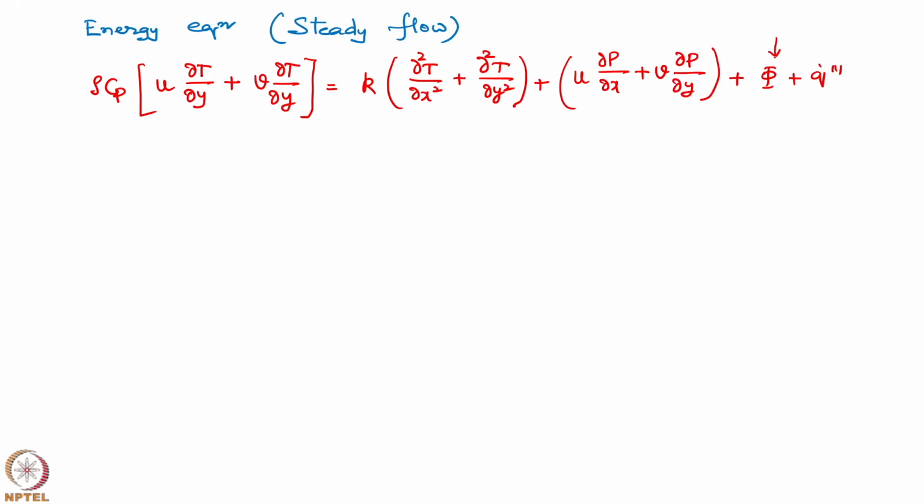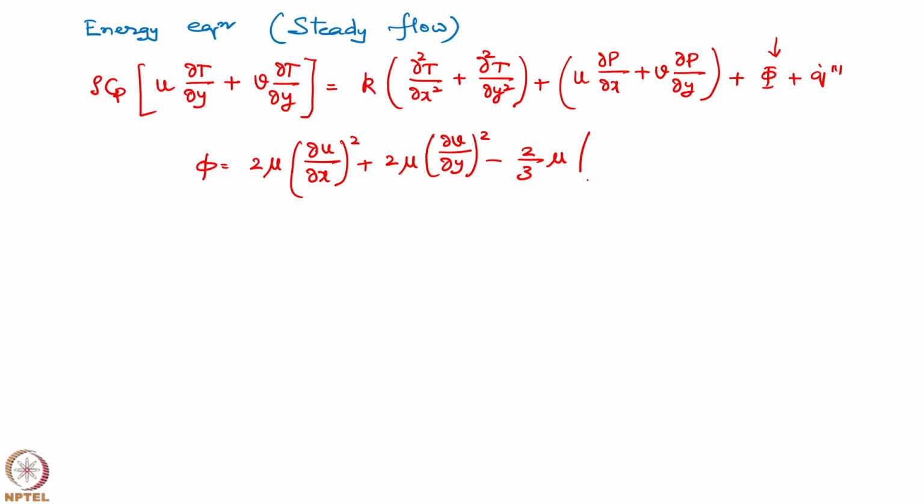Phi is the viscous dissipation term, which is essentially the velocity gradients, that is phi equal to 2 mu into del U by del X whole squared plus 2 mu into del V by del Y whole squared minus 2 by 3 mu of del U by del X plus del V by del Y whole squared plus mu into del U by del Y plus del V by del X whole squared.